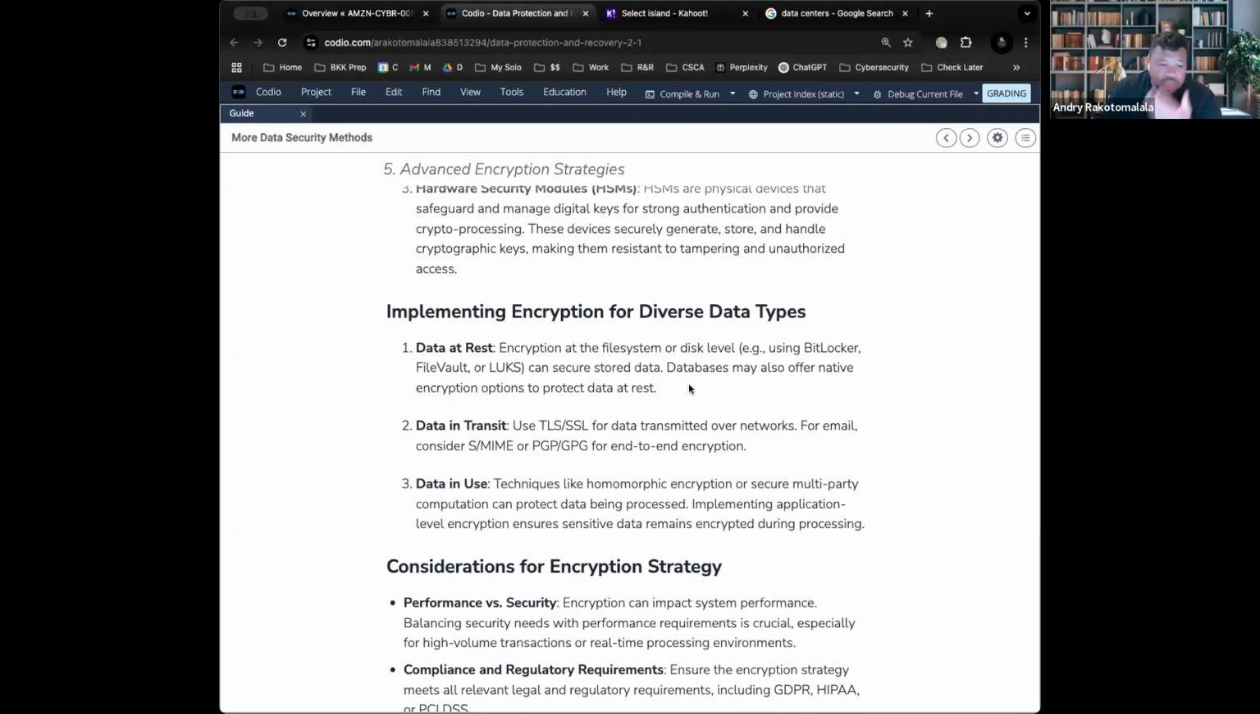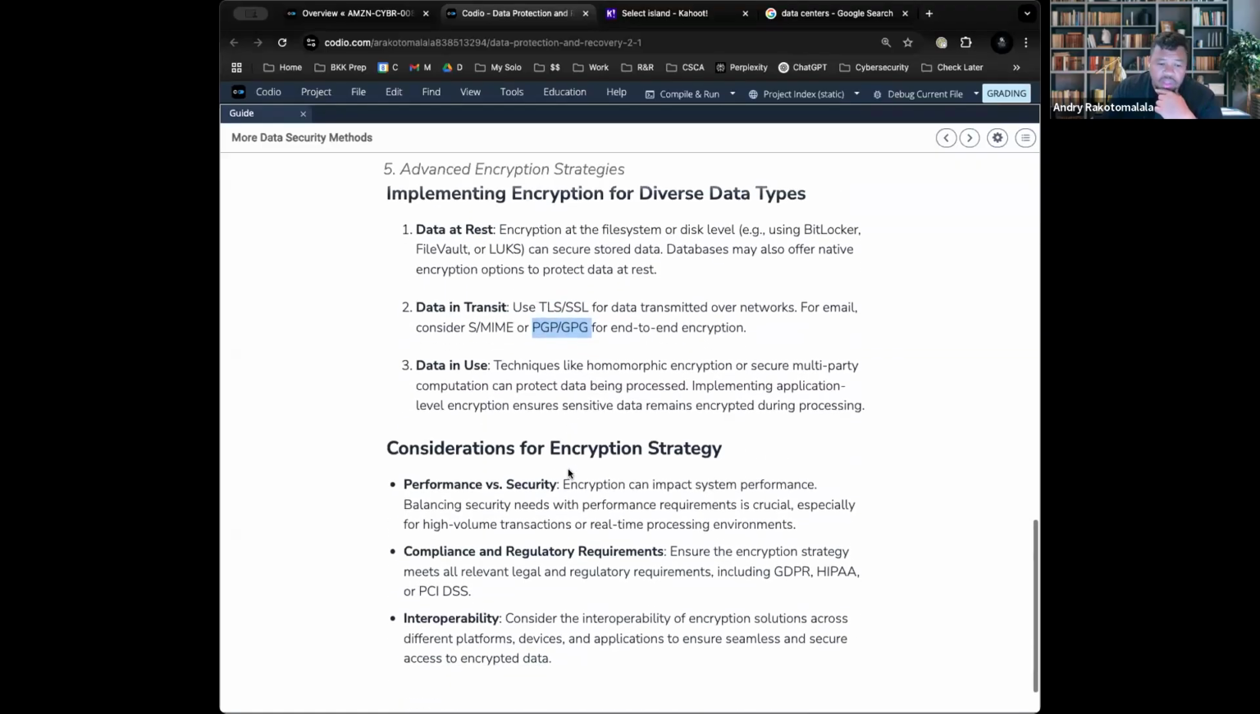There's data at rest. So that means data that you're not using that's stored in a specific location. Then there's data in transit, which means data that's being sent over the internet. And then data in use, so when someone's actually working on it. Now, each of these have their own encryption level. As you can imagine, data in transit needs to be done through TLS and SSL as well as PGP and GPG. You can look these up on your own.